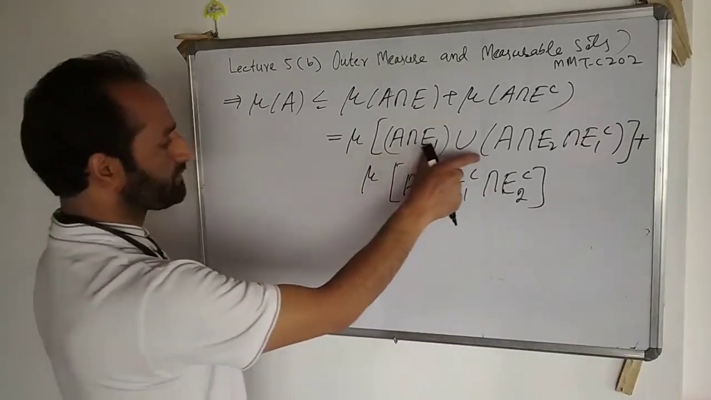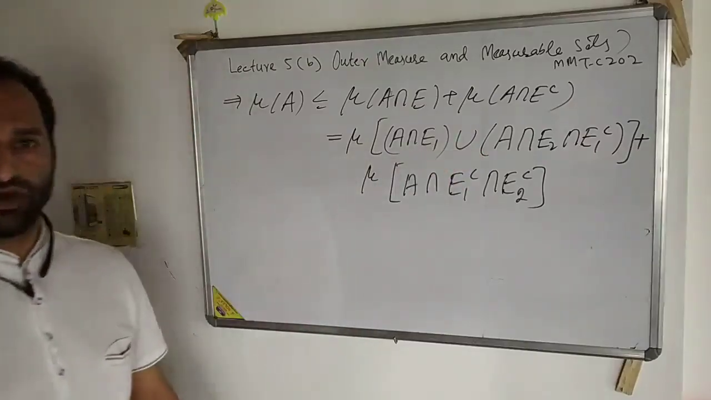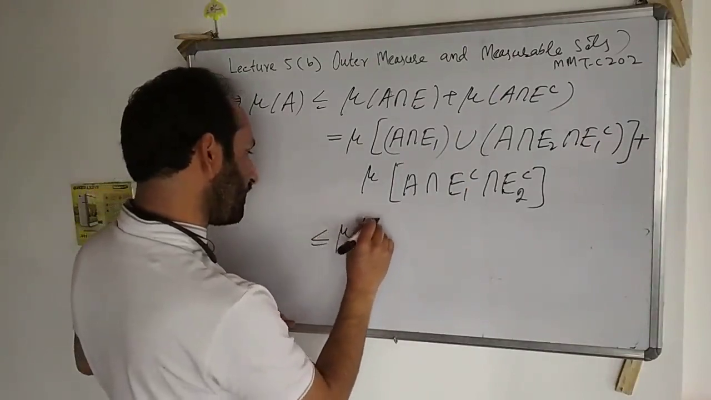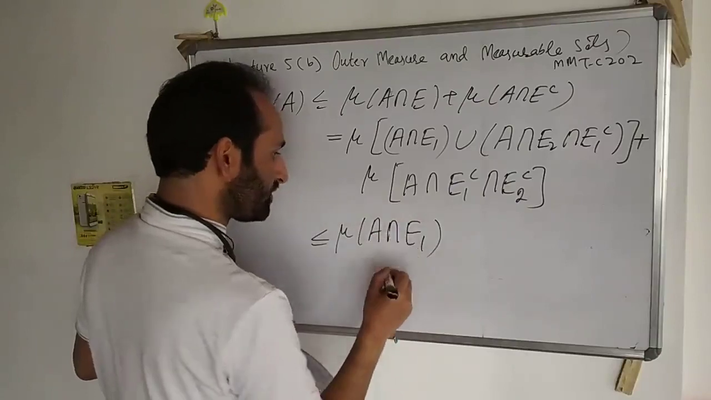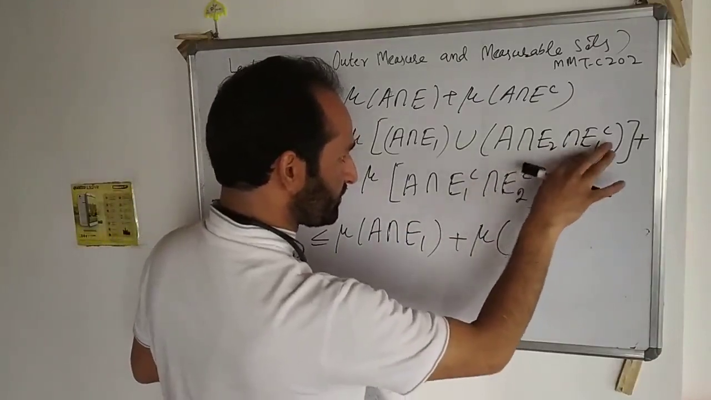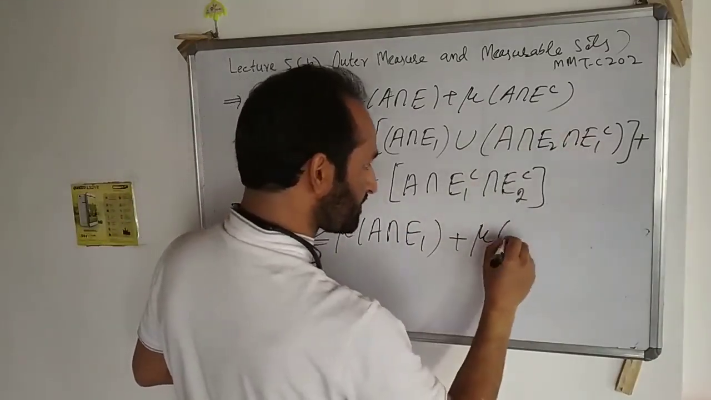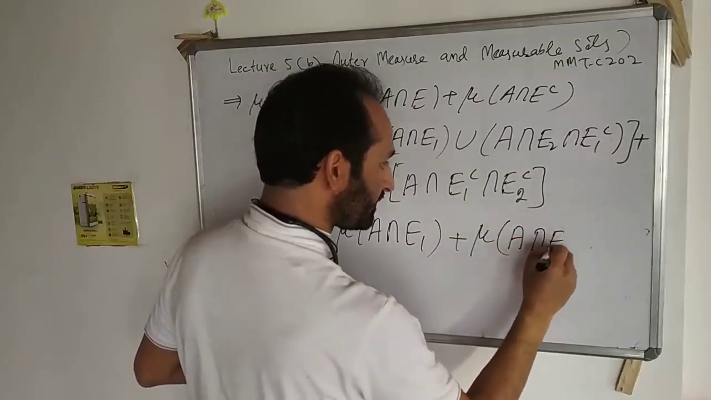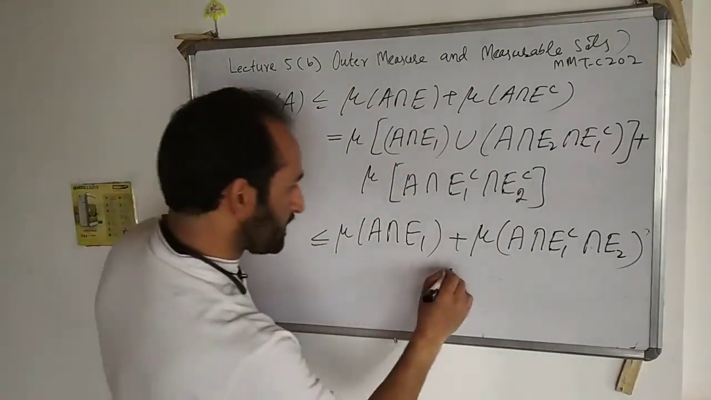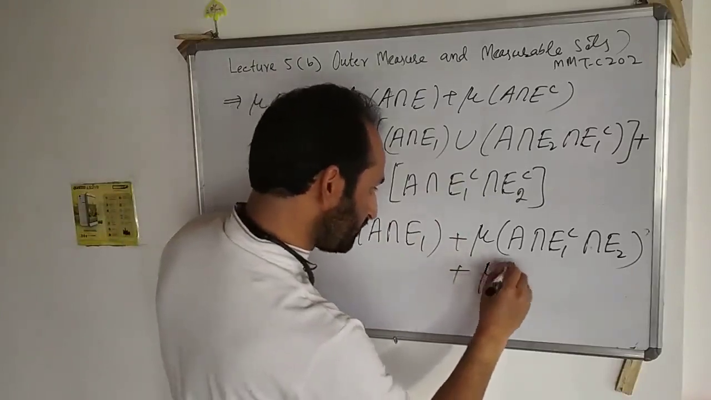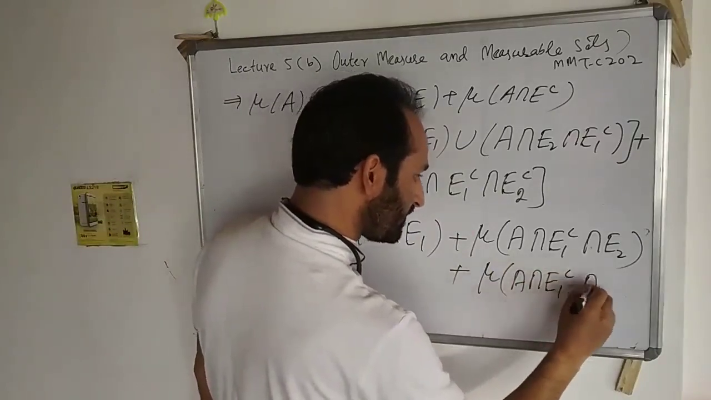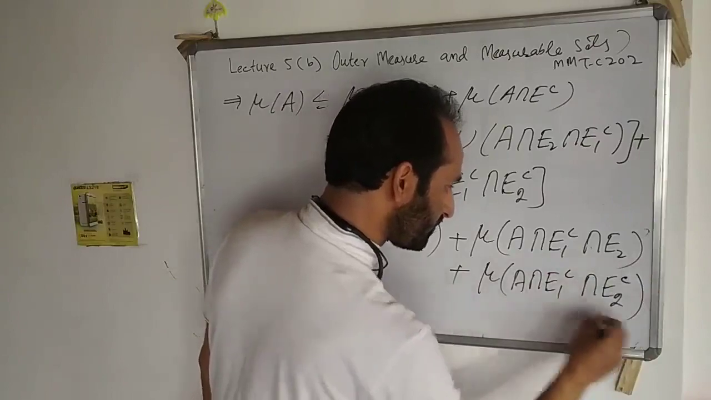Now we apply the sigma sub-additive property of outer measure, because mu is an outer measure. It's less than or equal to mu of A intersection E1 plus mu of that set. I will interchange these two sets, E2 and E1 complement. It's mu of A intersection E1 complement intersection E2, plus mu of A intersection E1 complement intersection E2 complement.